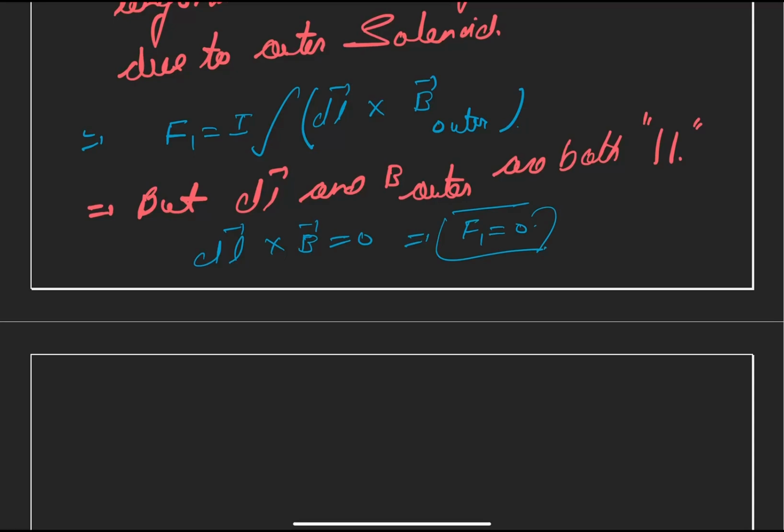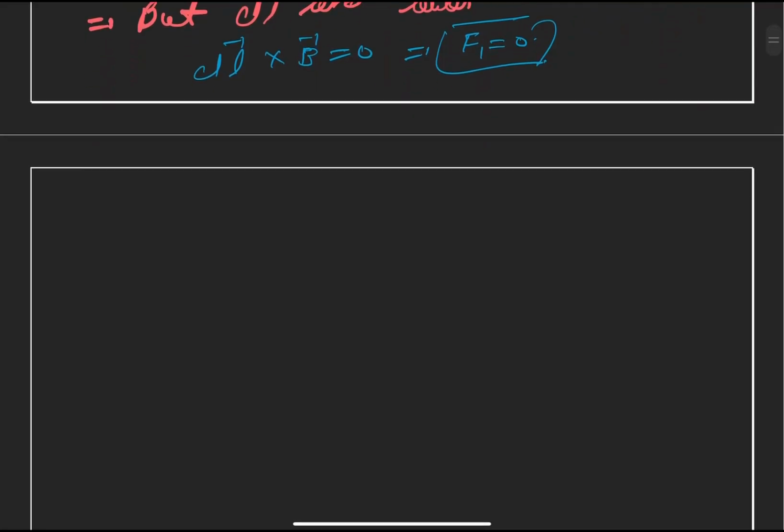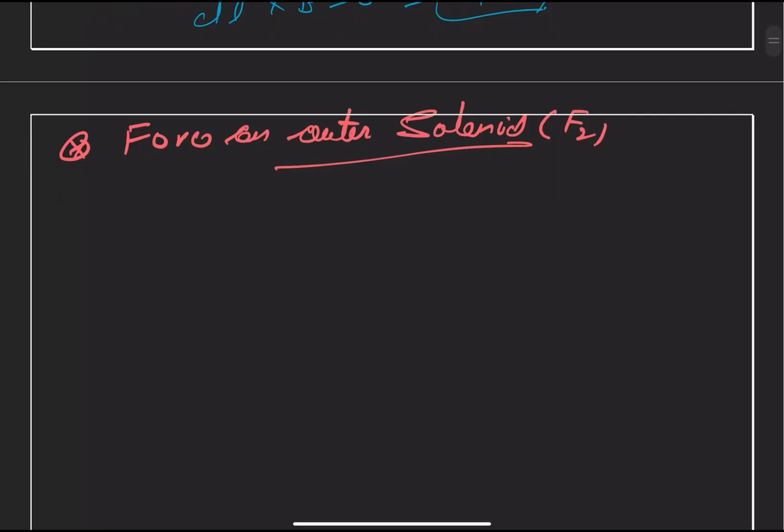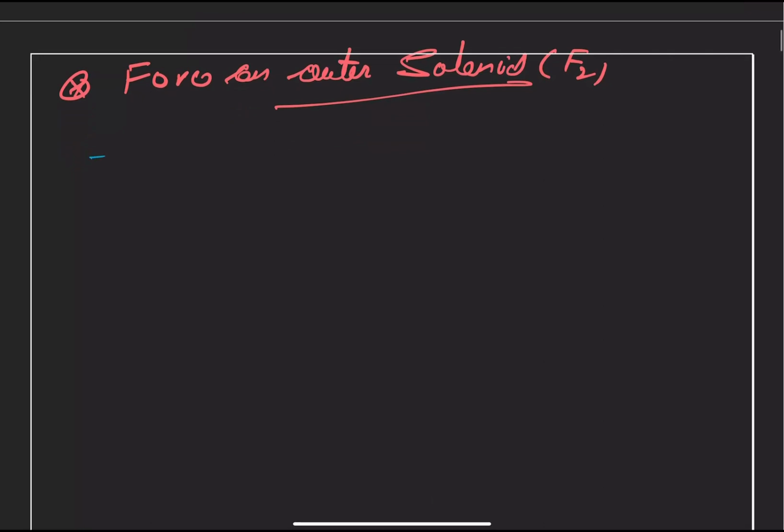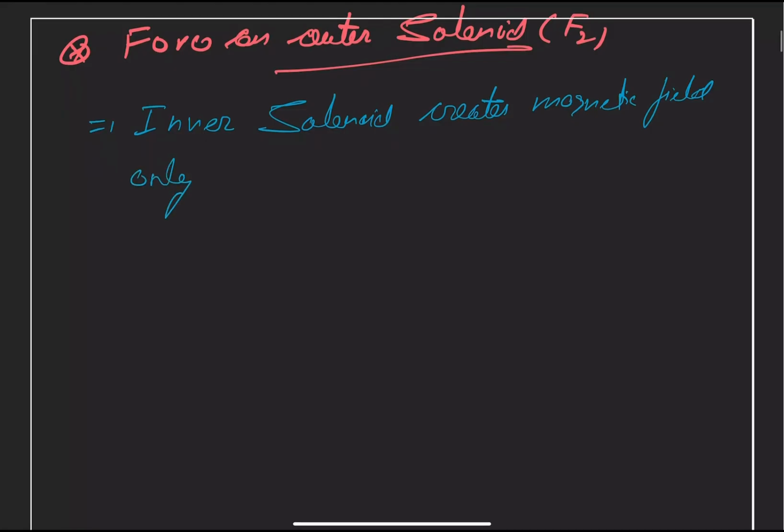Now, the second part, force on the outer solenoid, that is our F2. The inner solenoid is going to create a magnetic field that will be only inside itself. We can write that the inner solenoid creates a magnetic field only inside itself.